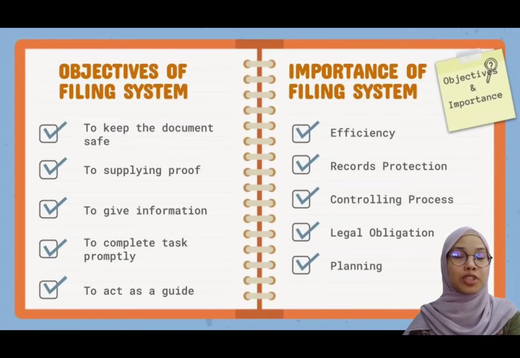Next is the objective of the filing system. There are 5 objectives of a filing system. First is to keep the document safe, to supply proof, to give information, to complete tasks promptly, and to act as a guide. Meanwhile, the importance of a filing system is efficiency, record protection, planning, legal obligation, and controlling process.